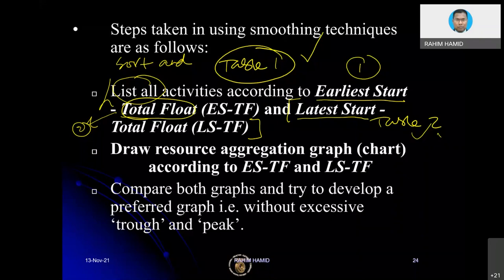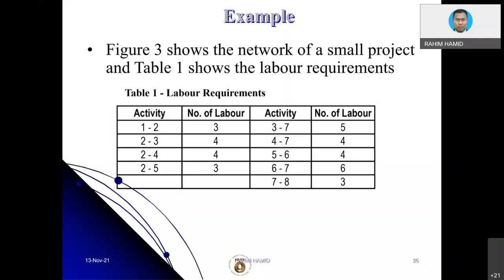Okay, now let's take a look at an example, before we go to break at 10:10. Okay, figure three. Let's take a look at figure three. Let's say we do have a list of activities. As I mentioned to you, this topic, project smoothing and leveling, is the application of planning and scheduling that we already learned in the first class. So by now you should be able to draw a network diagram based on activity on arrow, activity on node, or PDM diagram.